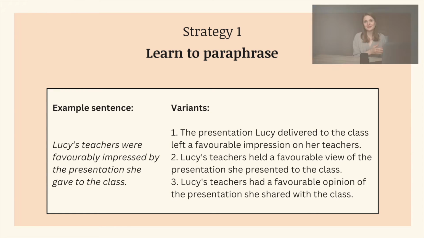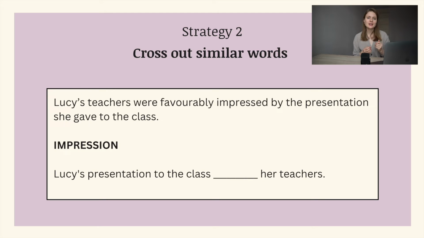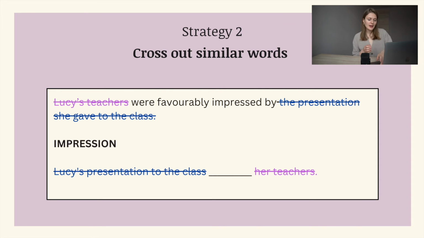and practice paraphrasing. The next strategy is connected with the task itself. I came across this idea in one of the Cambridge handouts and I loved it. Let's have a look. The main idea is to cross out repeated words in both sentences so that you could see the elements that need to be paraphrased. Of course, they might not always be exactly the same and they might be slightly different in the second sentence. Anyway, let's look back at the example sentence and cross out the repeated words. As you see, Lucy's teachers corresponds with her teachers, and the presentation she gave to the class corresponds with Lucy's presentation to the class.